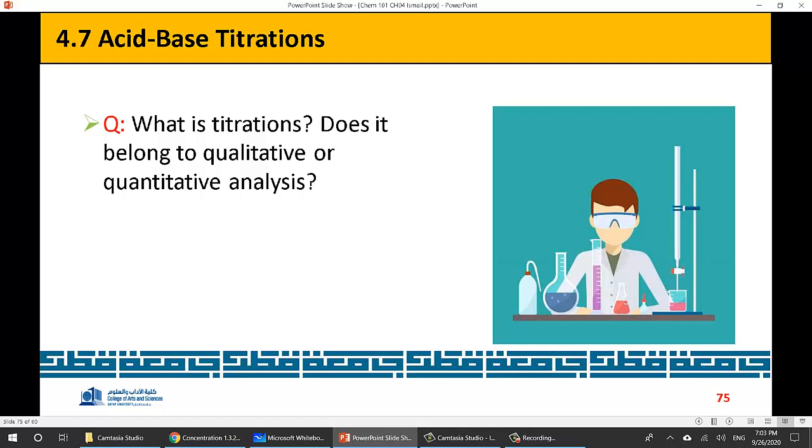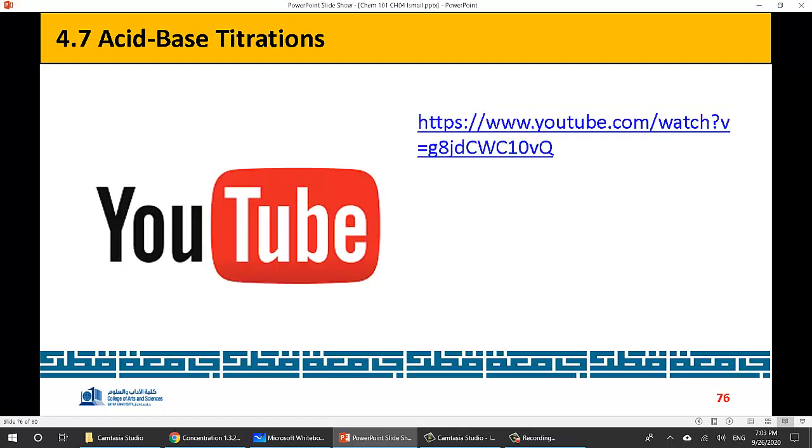So when I ask you what color is it, you say red, this is qualitative. But when I ask you how much is that, and you say okay, it's 500 milliliters, that's quantitative analysis. So titration is a quantitative method that is used to determine the unknown concentration of samples. And I want you please to take a look at this YouTube video to know more about titrations.